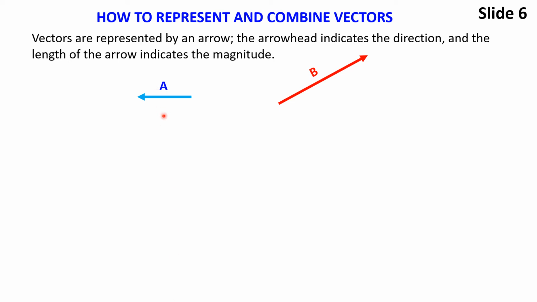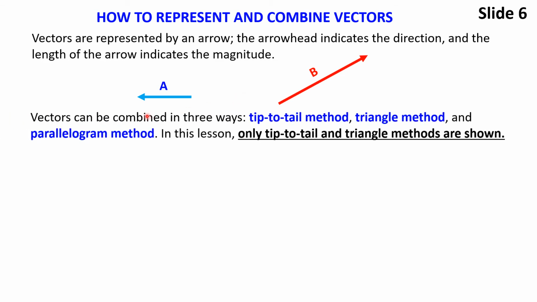Basic calculations with scalar quantities are pretty simple and straightforward, but calculations with vectors are quite different. Vectors are represented by an arrow. The arrowhead indicates the direction, and the length of the arrow indicates the magnitude. Vectors can be combined in 3 ways: tip-to-tail method, triangle method, and parallelogram method. In this lesson, only tip-to-tail and triangle methods are shown.